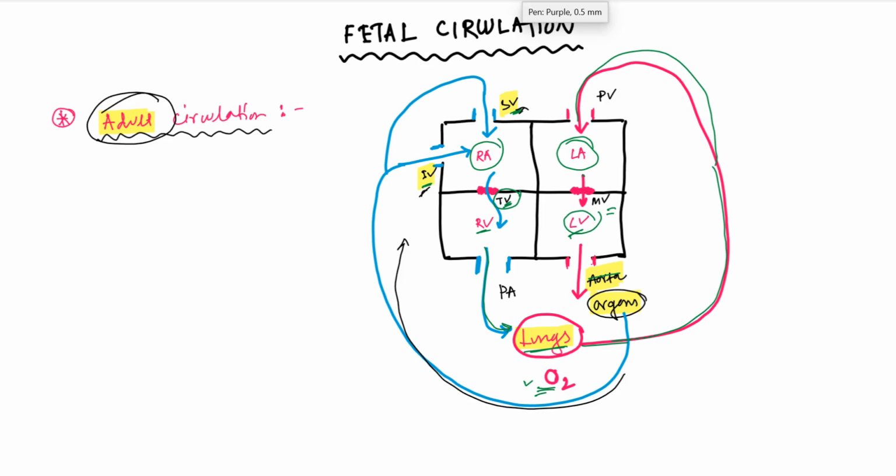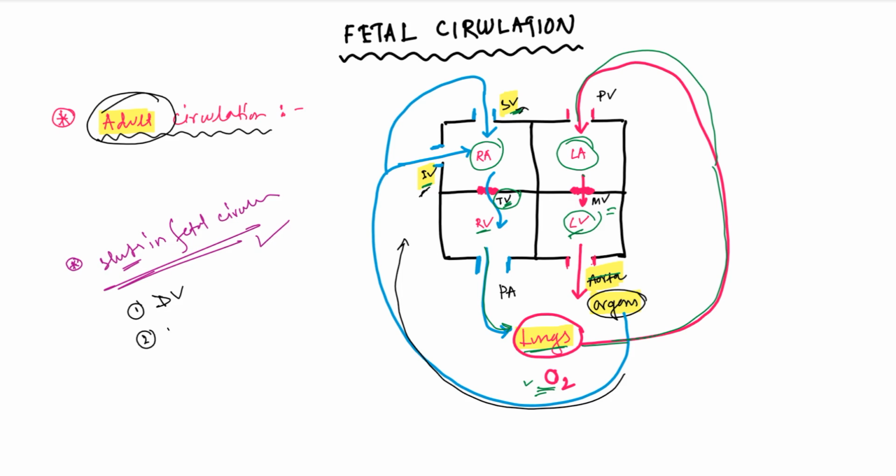Now we will learn about the fetal circulation. So what is the difference between the fetal and the adult circulation? There are three shunts which are not present in adult circulation. These are the shunts in fetal circulation. Shunt number 1, ductus venosus. Shunt number 2, foramen ovale, and shunt number 3, ductus arteriosus. So ductus venosus, foramen ovale, and ductus arteriosus. Now we will see each of these in detail, how they are placed and how they work.